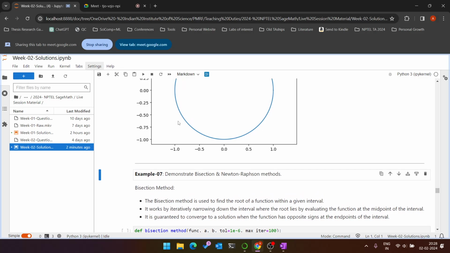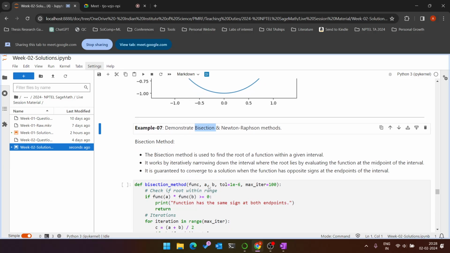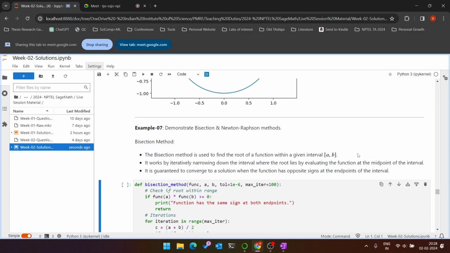So the next example that we have is code for root finding methods. We want to demonstrate both the Newton-Raphson as well as something called the bisection method. So what is the bisection method? The bisection method is a way to find a root of a function within a given interval. Suppose you have an interval of the form a comma b. This is your bisection function, right? So if you have been given this interval, only then you can use a bisection function.